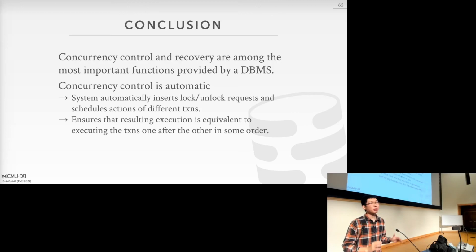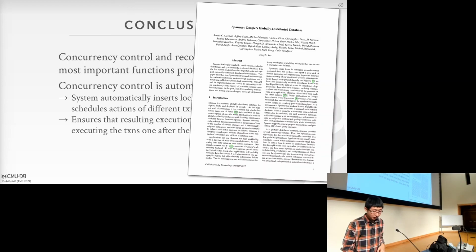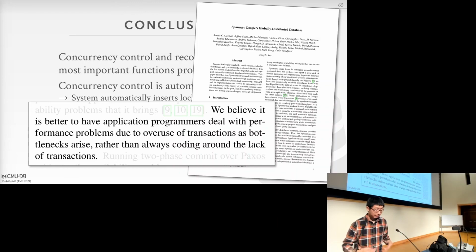But then there was this famous paper from Google about their Spanner system, their globally distributed database, which ensures lots of these ACID properties. They actually have a paragraph confirming that Google believes it is better to have application programmers deal with the performance problems due to overuse of transactions, such as a bottleneck when it arises, rather than always writing code to cope with different issues with the data due to the lack of transactions, right?